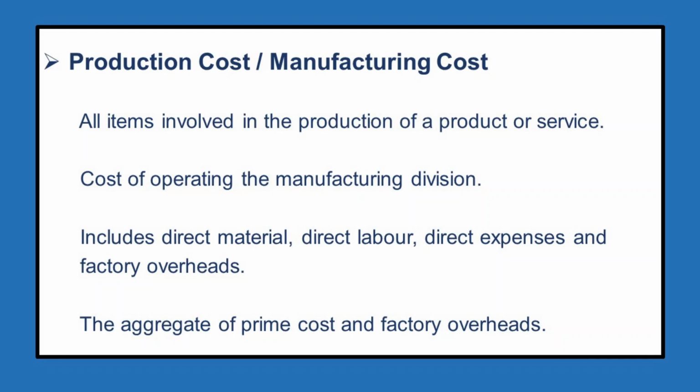Normally, production or manufacturing cost includes direct material, direct labor, direct expenses and factory overheads. That is, aggregate of factory indirect material, indirect labor and indirect expenses. Thus, manufacturing cost can also be referred to as the aggregate of prime cost and factory overheads.